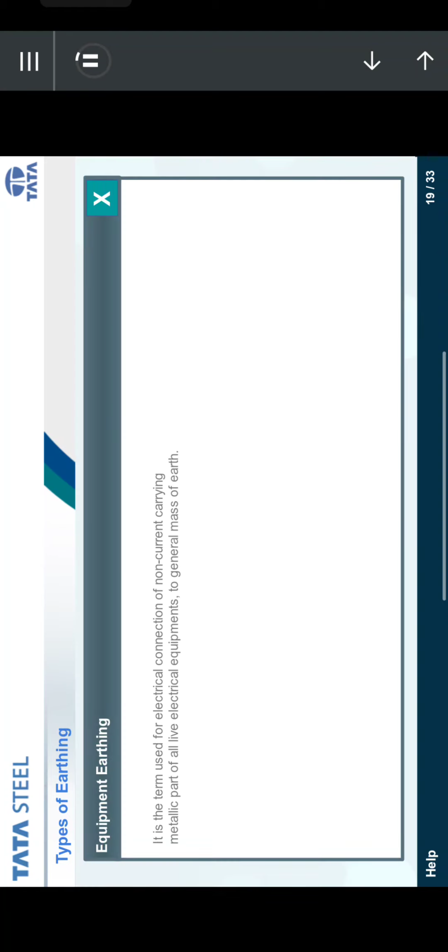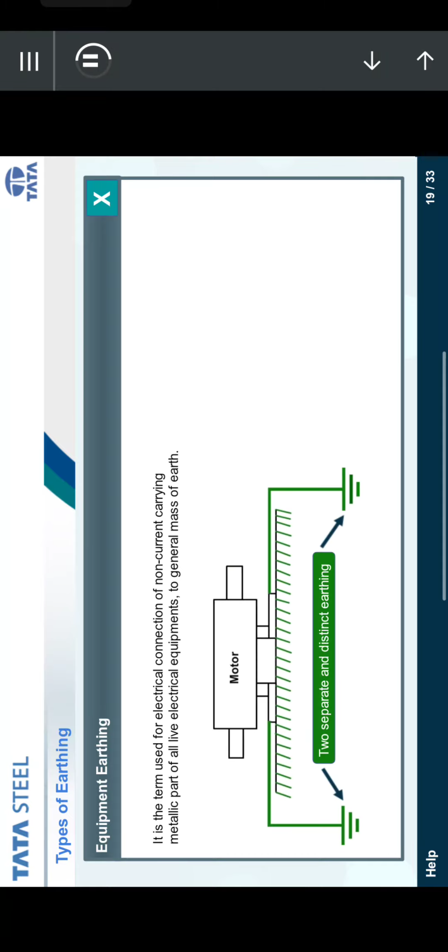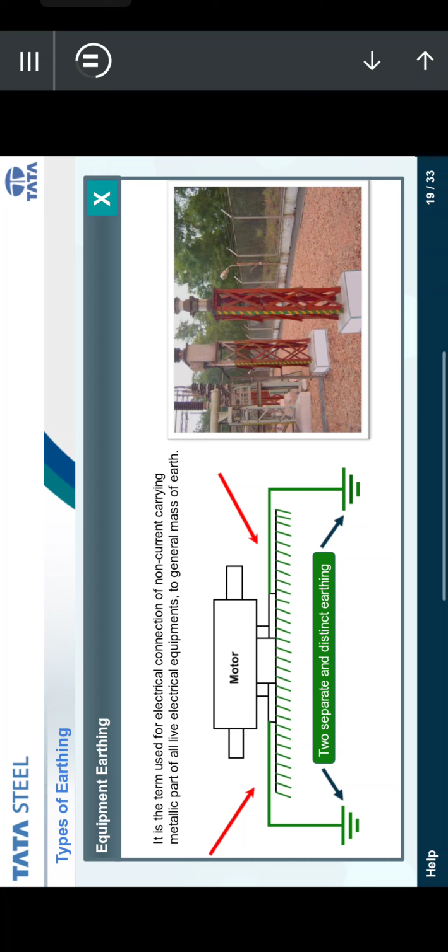Equipment earthing. This term refers to the electrical connection of non-current carrying metallic parts of all live electrical equipment to the general mass of earth. As you can see in the diagram here, the body of the motor has been connected to the mass of the earth. Another example is the image here, where you can see the wire connected to the body of the equipment is connected to the ground.